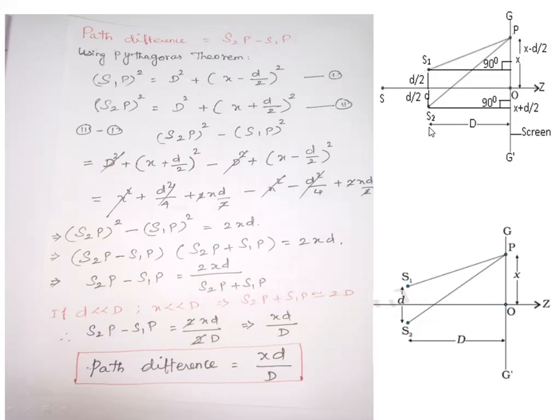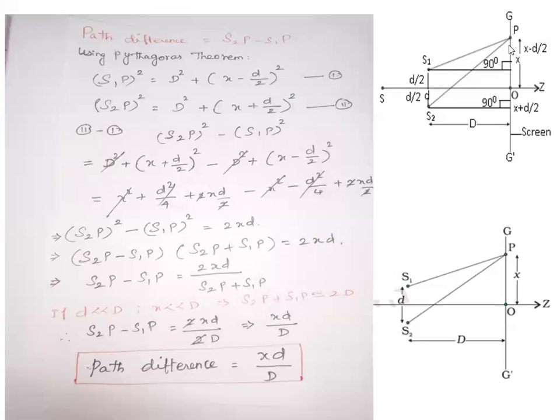What are the other two sides? We know that the source is kept at capital D distance from the screen. So this distance is considered as D. One side is D squared, plus the other side, the distance between P and the right angle point touching the screen, which is x minus d by 2, as we already know. So we take this as x minus d by 2, the whole square. So hypotenuse squared, S1P squared, is equal to D squared plus x minus d by 2, the whole square. This is equation 1.